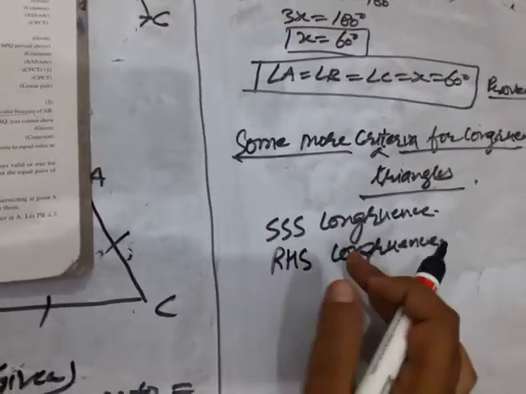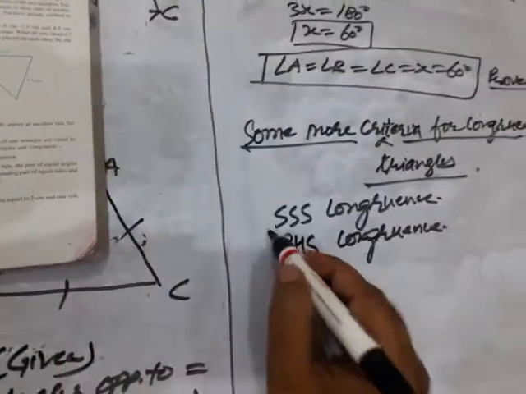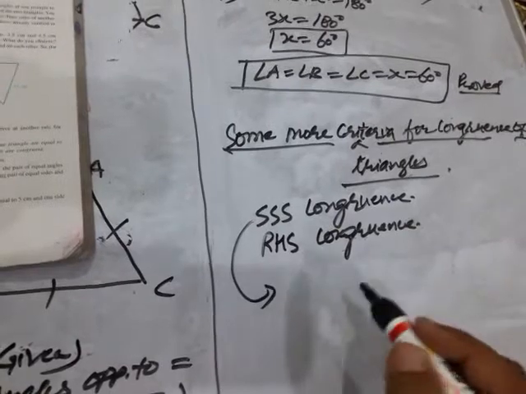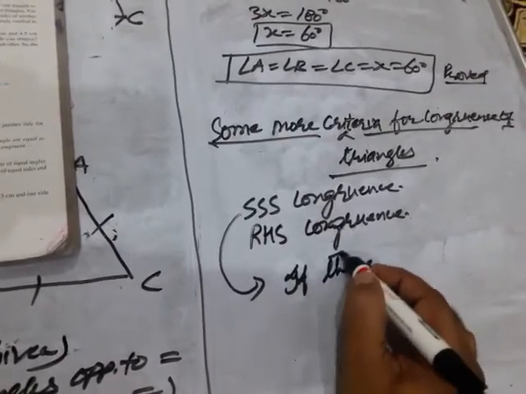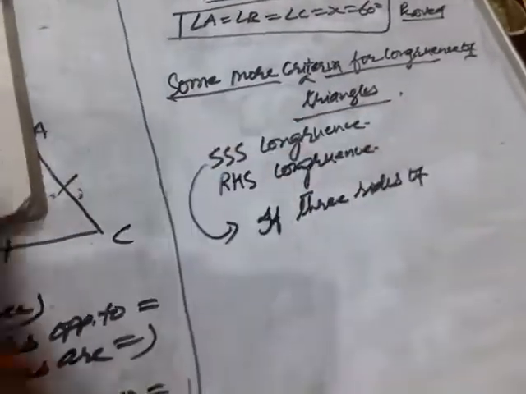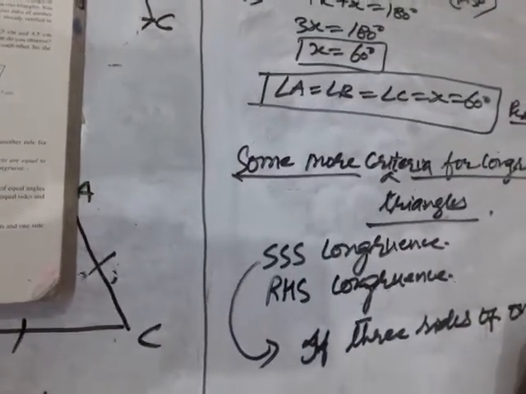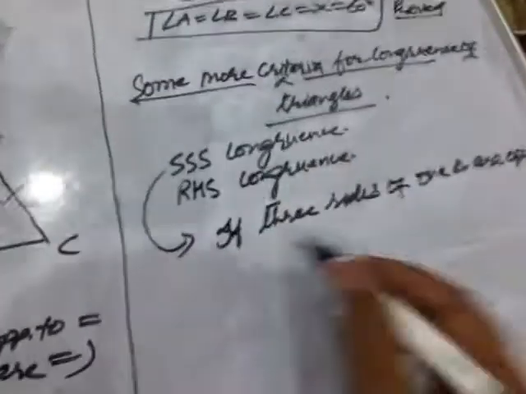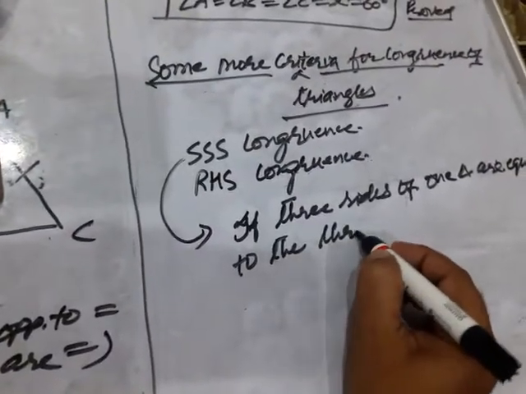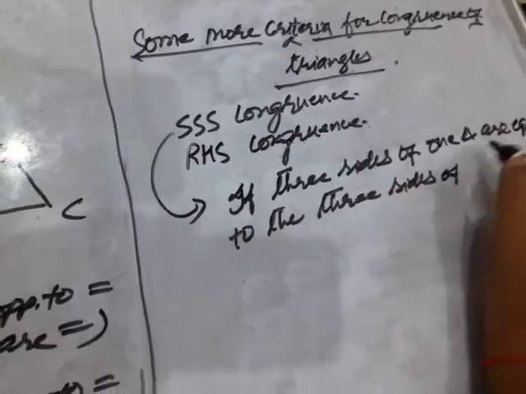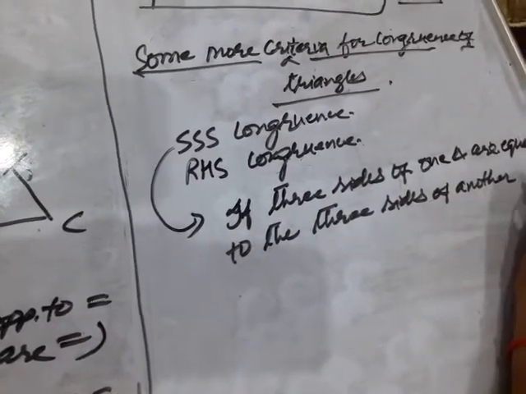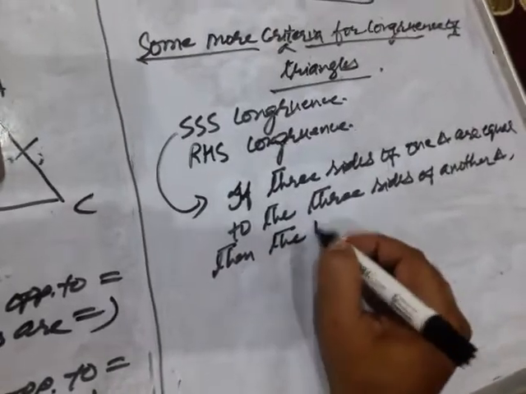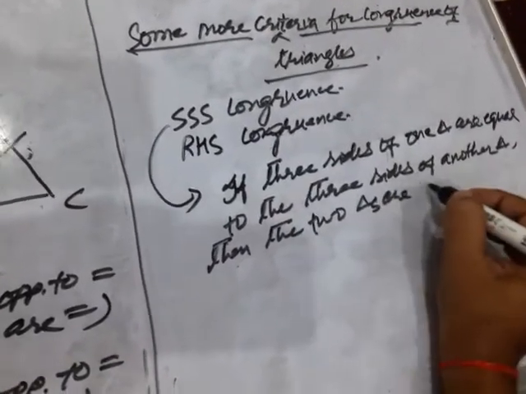Now, what is triple S congruence? If three sides of one triangle are equal to the three sides of another triangle, then what happens? Then the two triangles are congruent.